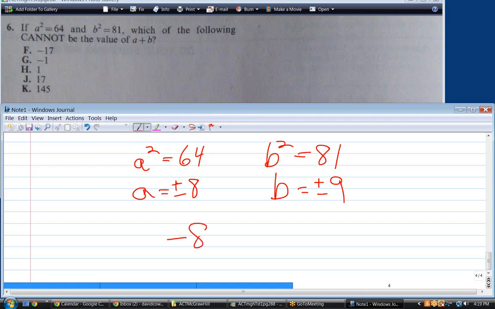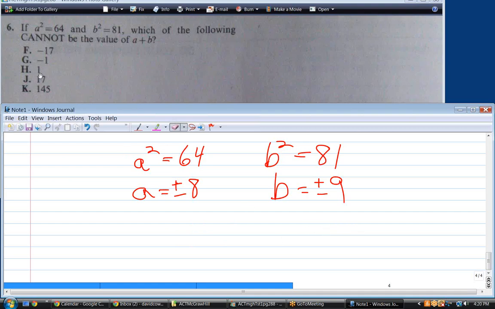What if we used minus 8 plus the minus 9? Okay, so that's not the correct answer because we can get that. Can we get minus 1? Yeah. Plus 8 minus 9 is minus 1.